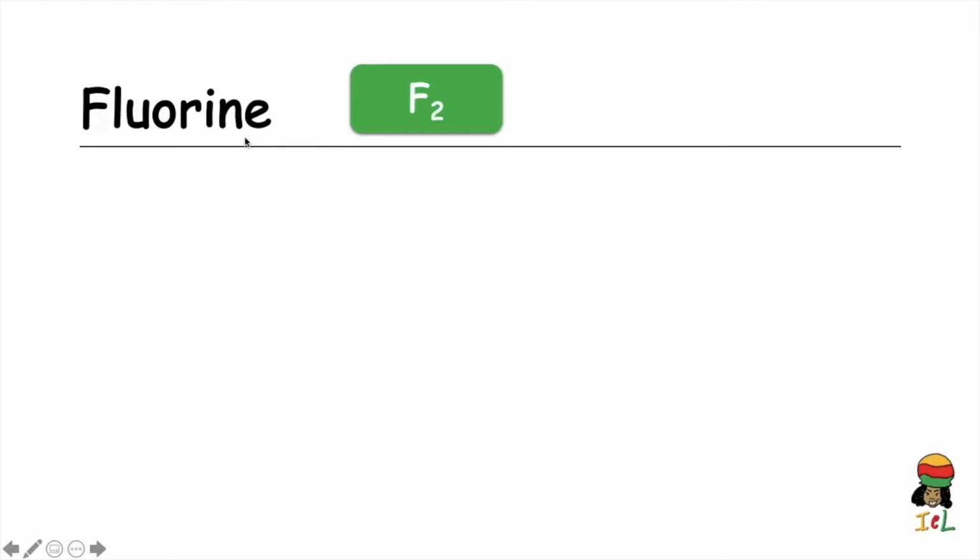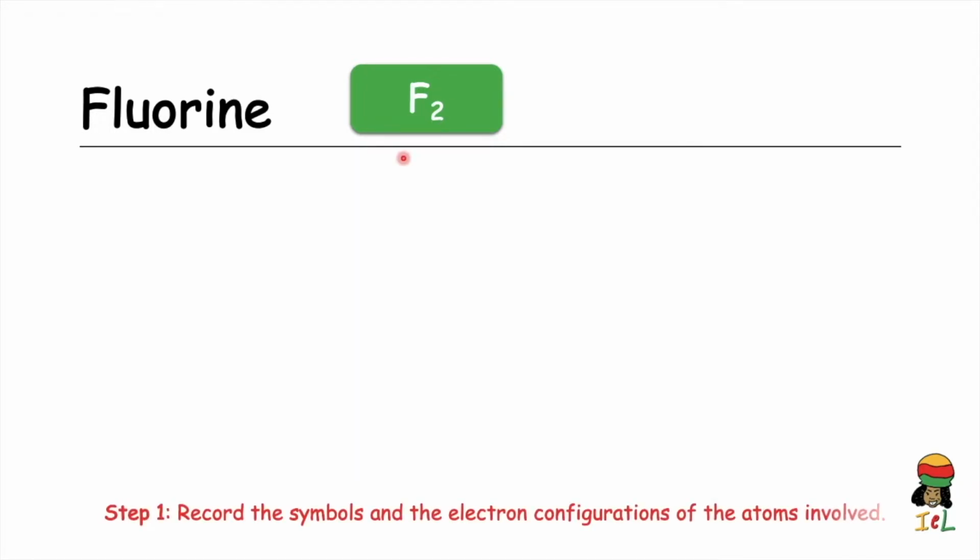The first example is fluorine. Fluorine has the chemical formula F2. That is, 1 molecule of fluorine consists of 2 fluorine atoms bonded together. We will illustrate how to draw dot and cross diagrams following a step-by-step approach. So step 1, we will record the symbols and the electron configurations for the atoms involved in the bonding, and of course in this case it would be fluorine. So we'll take a quick look at the periodic table to obtain this information.